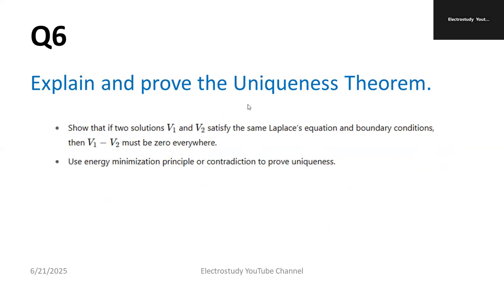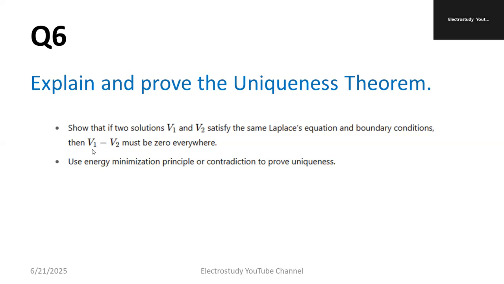Explain and prove the uniqueness theorem. I already discussed the importance of the uniqueness theorem and the critical statement for it. So you need to prove that two solutions, V1 and V2, satisfy the Laplace equation and boundary conditions. Then you have to calculate V1 minus V2, which should be 0. Okay.